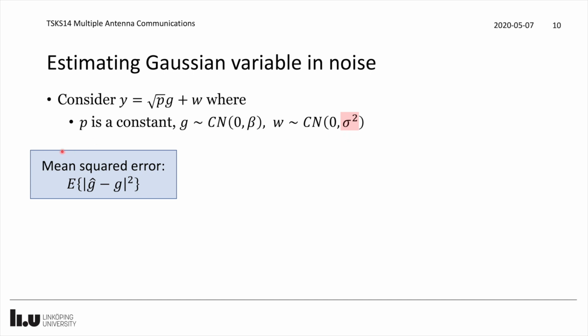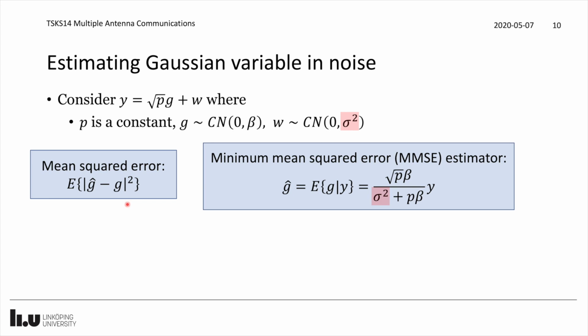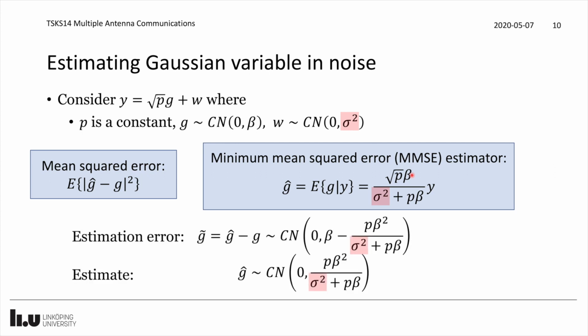So when we consider channel estimation, we were considering to minimize the mean squared error, so the difference between the true channel and the estimate in absolute value squared and on the average. And the minimum mean squared error estimator took the form where we say that g hat is equal to y, what we observed, multiplied with a scalar that contains the square root of p times beta, divided by, previously we had 1 from the noise term plus p times beta, but now we get the sigma squared here instead. But apart from that, the expression is exactly the same as before. And we just need to keep track of where we had a 1 and put a sigma squared there instead.